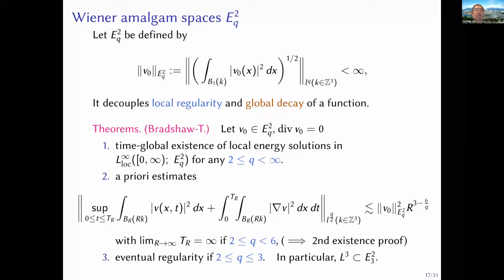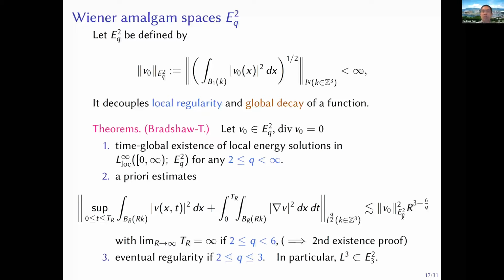So here are a few theorems by Zach and me. V0 is in E2Q. First we establish global existence for all Q between two and infinity. And second, we prove a priori estimates. So here, this is the local energy at site K, at scale R, and then there's a time TR. And then we take lQ over two because I didn't take the square root here. And this thing is bounded by the initial size in E2Q, but this is at scale one.